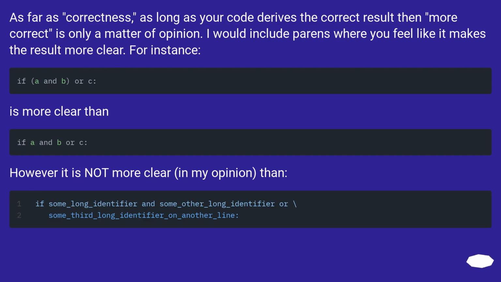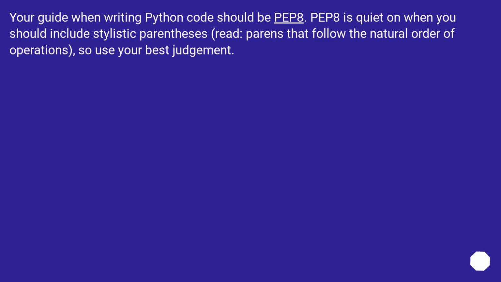As far as correctness, as long as your code derives the correct result, then more correct is only a matter of opinion. I would include parens where you feel like it makes the result more clear. For instance, this is more clear than that. However, it is not more clear, in my opinion, than this. Your guide when writing Python code should be PEP 8. PEP 8 is quiet on when you should include stylistic parentheses, parens that follow the natural order of operations, so use your best judgment.